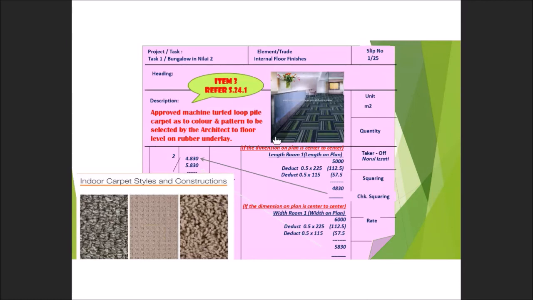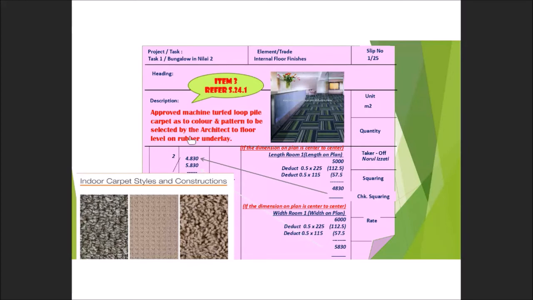Okay, number 3, this is the third layer, approved machine turf loop carpet. This is one example where the carpet is using loop pile carpet. Okay, color and pattern to be selected by architect. Let's say in the drawing there is no information about the different types of carpet, so you can measure under one item. But let's say in the drawing you mention carpet A, carpet B, so that means if you are working on the contractor side, you have to make sure that you get the permission or you have to get the confirmation from the architect on carpet A, carpet B, and so on.